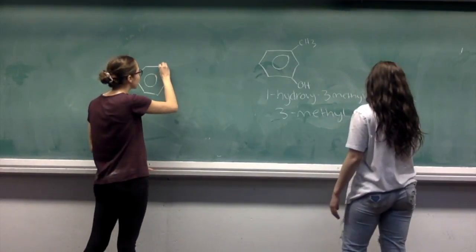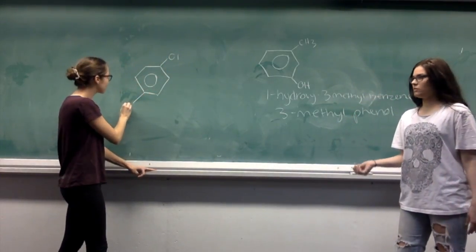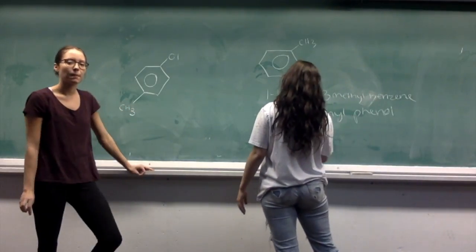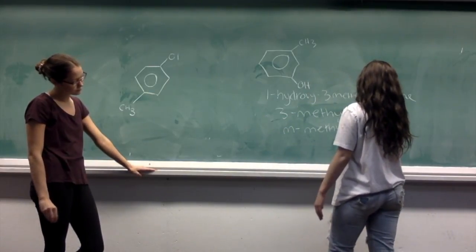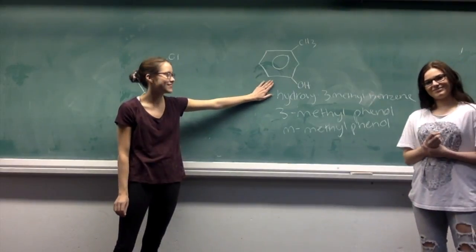However, using the common names that we brought up before, you could also name it 3-methylphenol, or using the system we just talked about with the letter orientations, you can use M for meta-methylphenol, since there's 1 carbon in between the substituents. And look how much nicer this looks than this one.